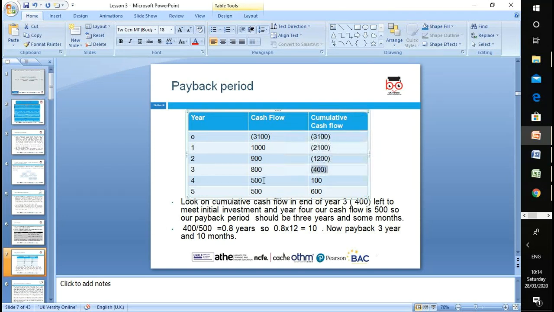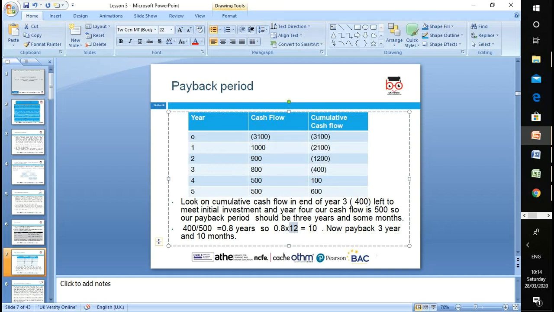Outstanding amount divided by the following year inflow. 400 divided by 500 times 12. How many months in a year? 12. So this project will take us 3 years and 10 months to cover what we invest.